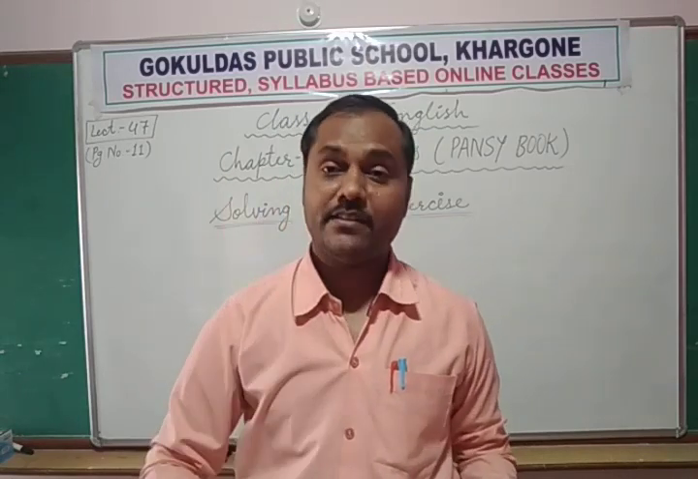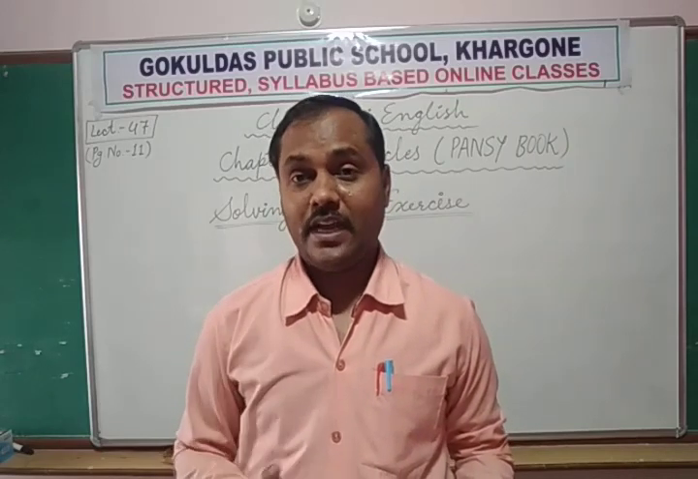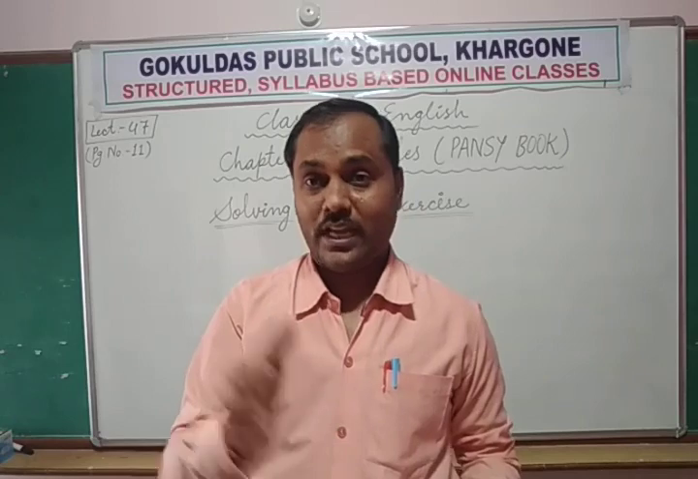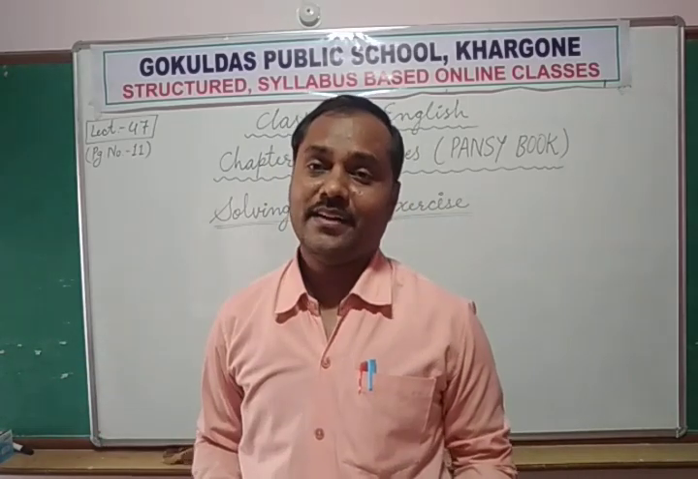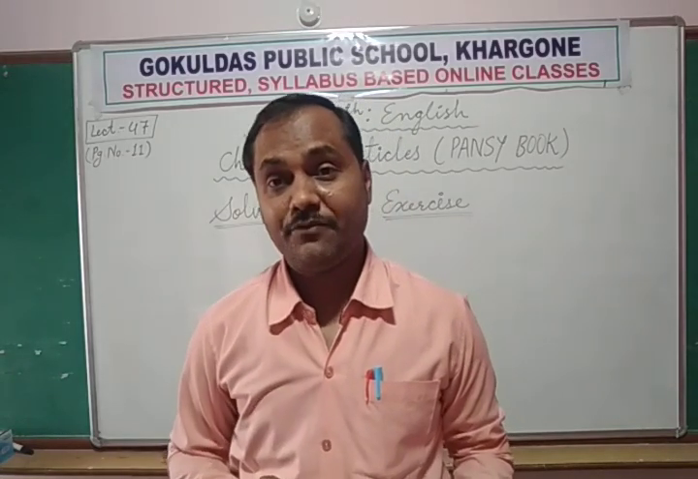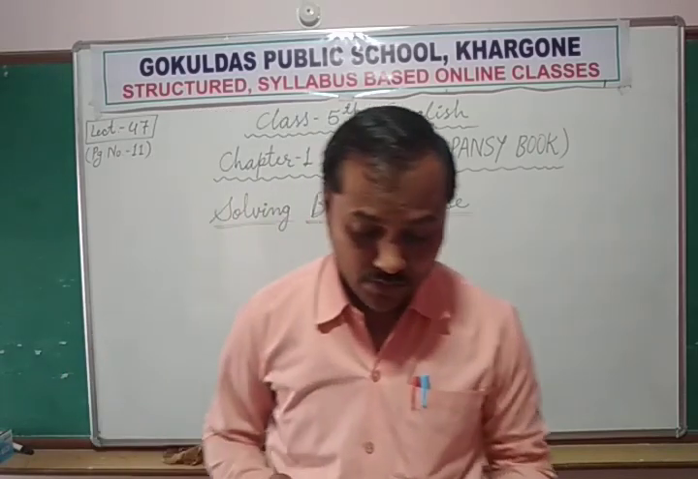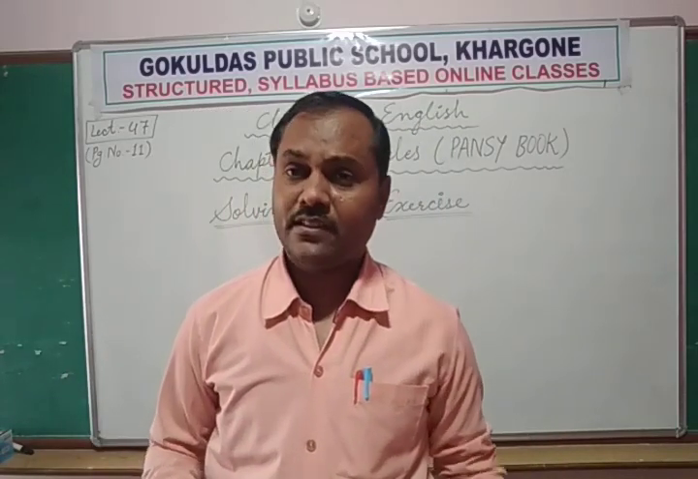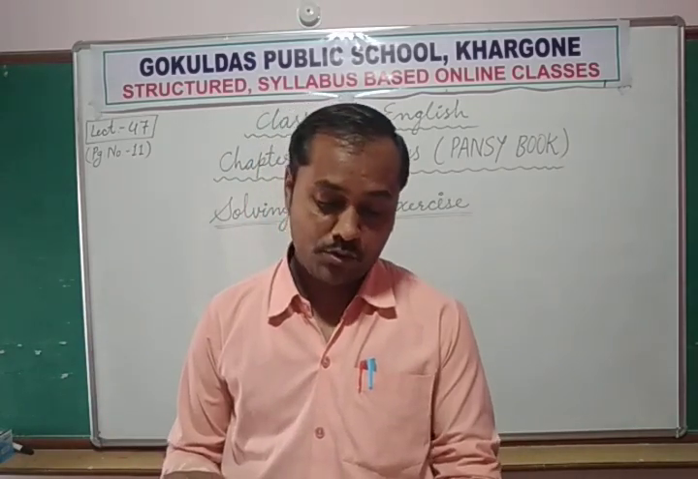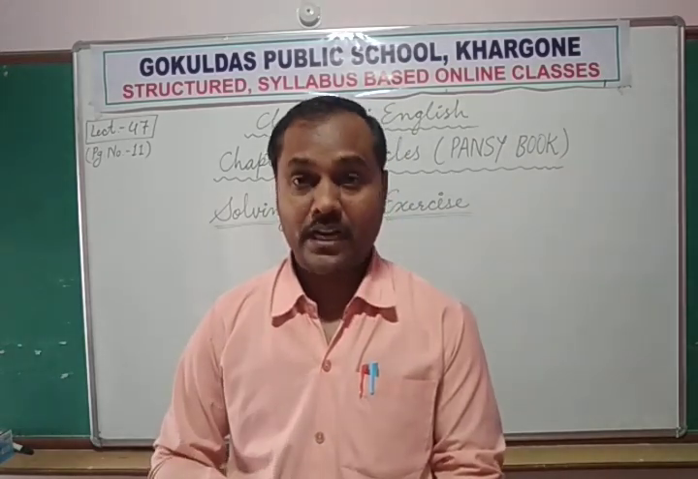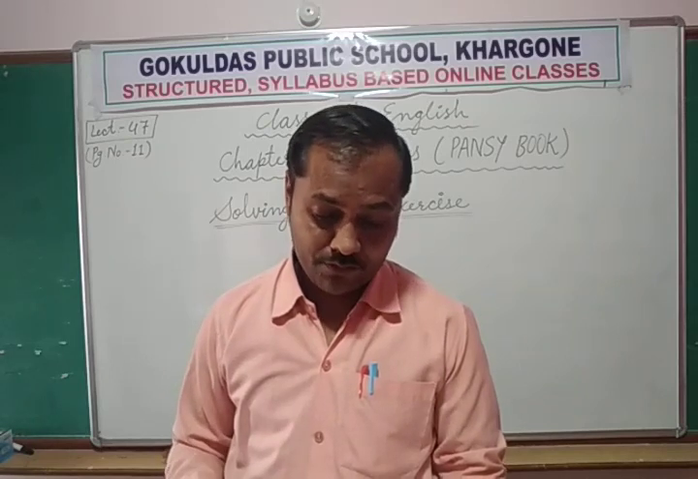There are only three articles in English: a, an, the, and they are further divided into two classes. One class is the definite article, that is the, and the second class is the indefinite articles, which are a and an. We discussed in the previous video number 46 how to use them. If you still have any doubt, you can revise that video. Now we are moving forward.